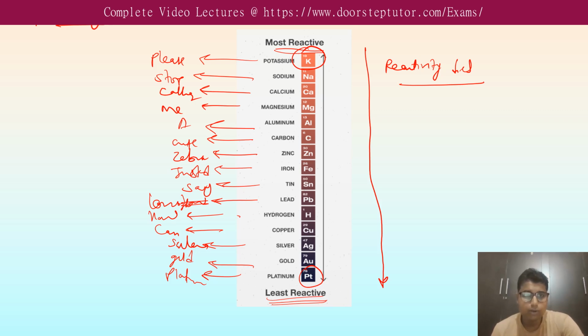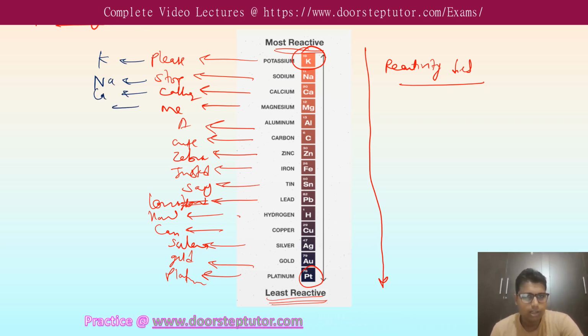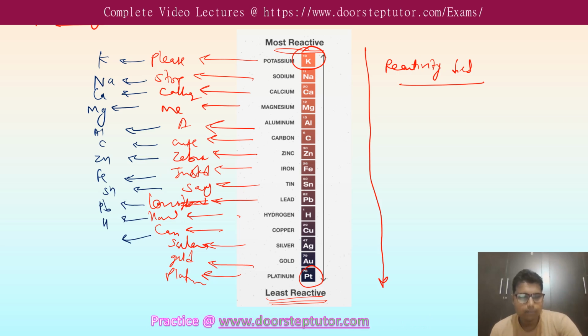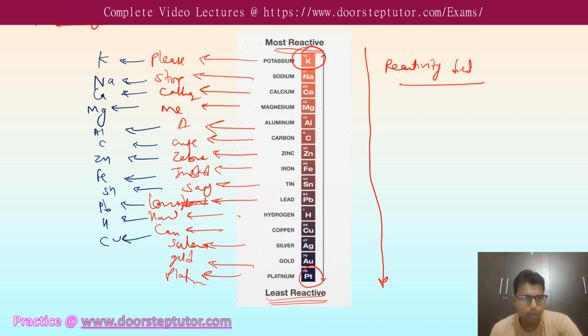So let's try to decode. From please you can make potassium. From stop you can make sodium, that is Na. From calling you can make calcium. From me you can make magnesium, from A aluminium, from cute carbon, from zebra zinc, from instead iron, from say tin, from learning lead, from how H, from can copper, okay, from Selena silver, from gold you already know Au, and this is platinum.